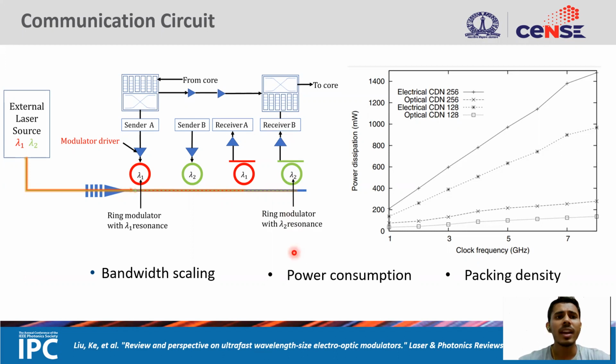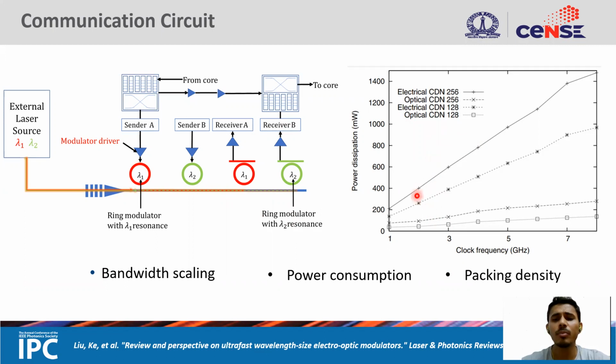Now, we already have this communication circuitry well established in the electrical domain. So why are we actually bothering working in the optical domain? The bullet points that give the upper hand to the optical domain are bandwidth scaling, power consumption, and packing density. As you can see in the graph on the right-hand side of the slide, as the clock frequency increases, the electrical clock distribution network tends to dissipate more energy compared to an optical clock distribution network.